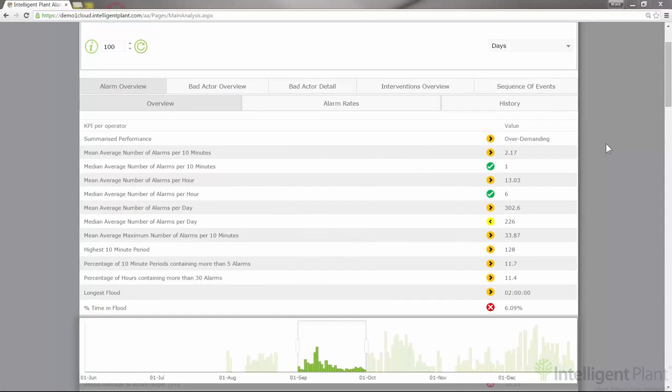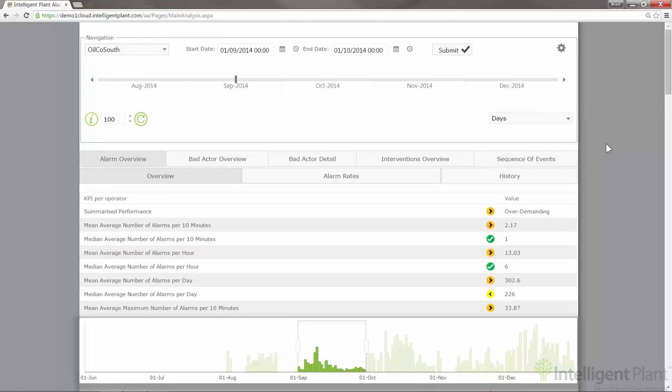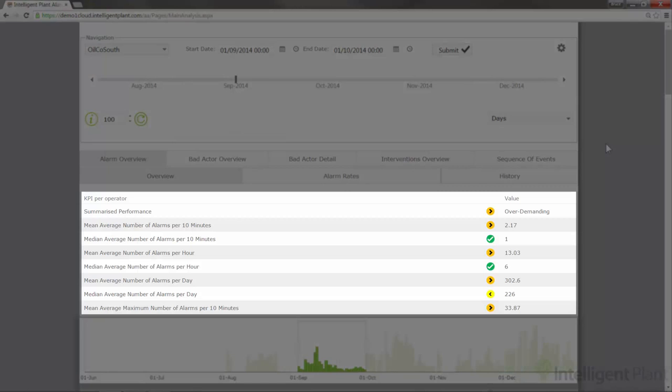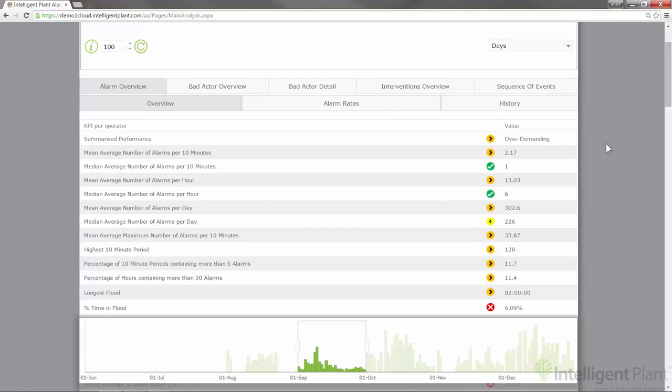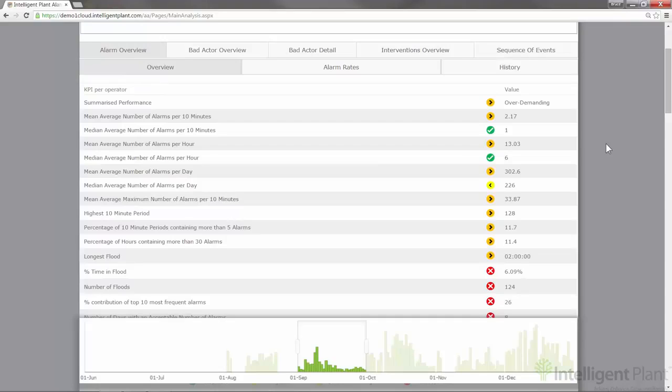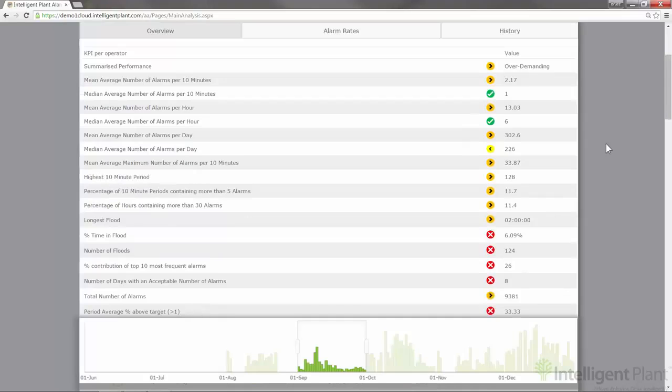Intelligent Plant's alarm analysis, part of the Gestalt suite, opens on the overview page. This displays the main key performance indicators, KPIs, defined by the Engineering Equipment and Material Users Association, EEMUA 191 Rev 3 guidelines, and the International Society of Automation, ISA 18.2 standard. Similar information is also available from IEC 62682 and BS EN 62682.